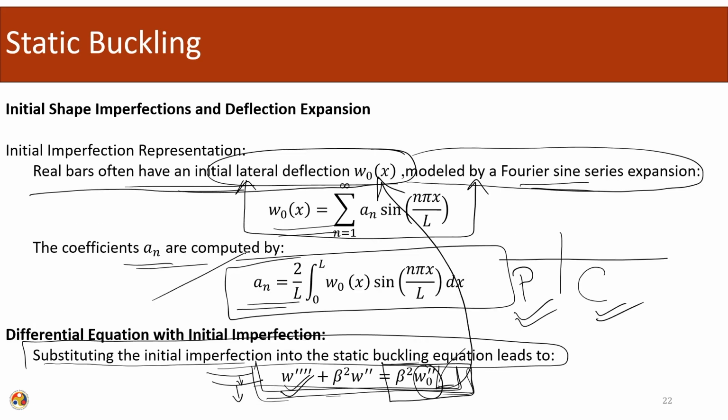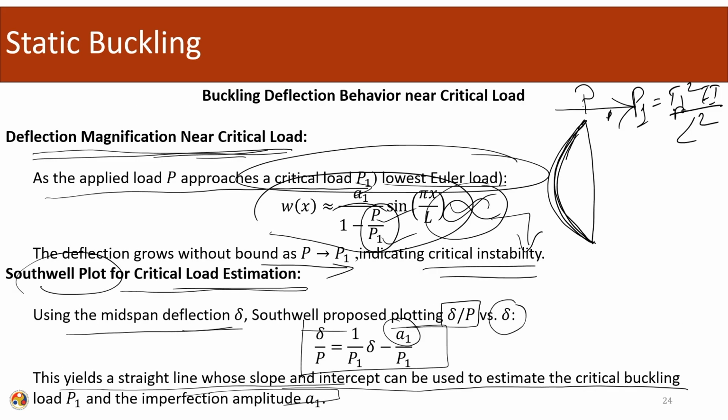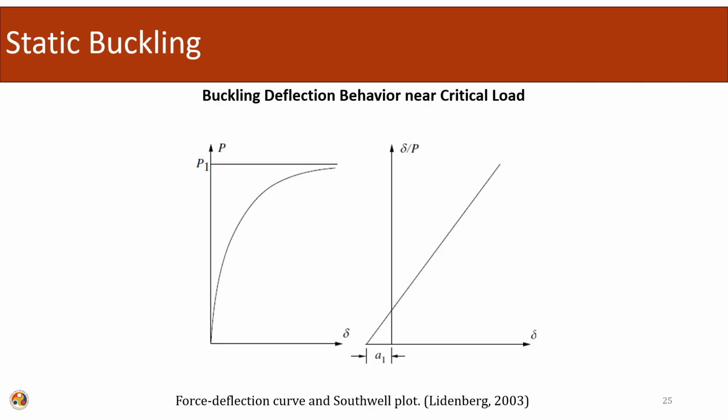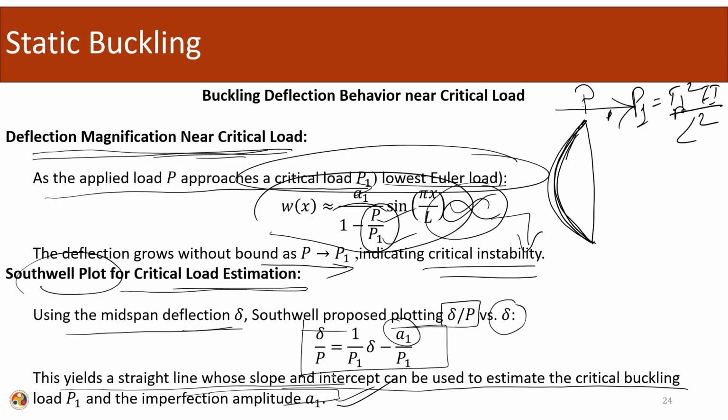Remember here A is used to determine the coefficient An. It is related to the imperfection that exists in our beam. So, this imperfection amplitude can be estimated using the Southwell equations. Now, buckling deflection behavior near critical load. This is the P line, and this is the deflection line. This deflection denotes the midspan deflection.